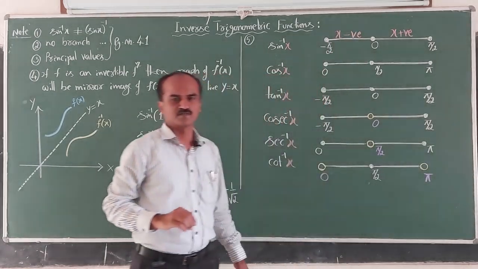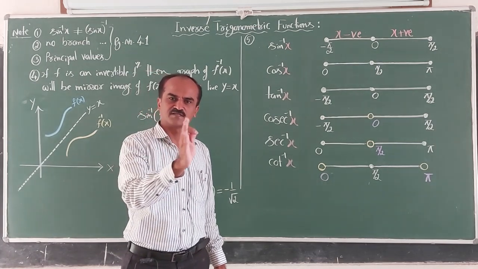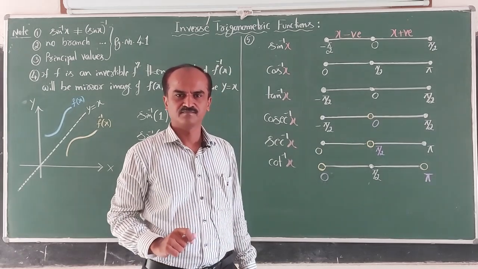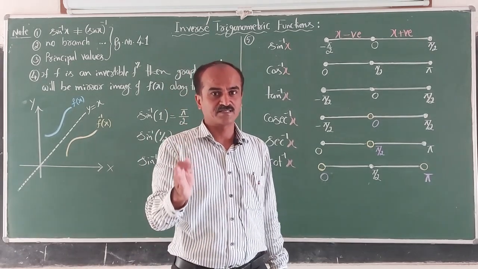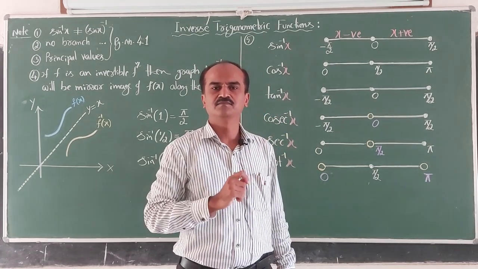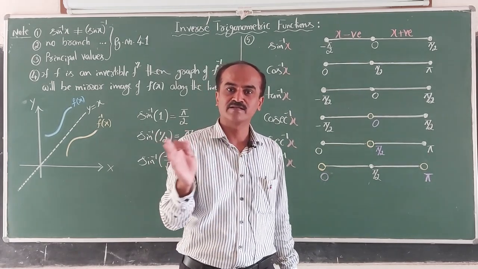I hope you followed this. Sin inverse of x gives us the angle in the interval minus pi by 2, pi by 2. In particular, if x is positive, you are going to get an angle in the interval 0, pi by 2. If x is negative, we get an angle in the interval minus pi by 2, 0.